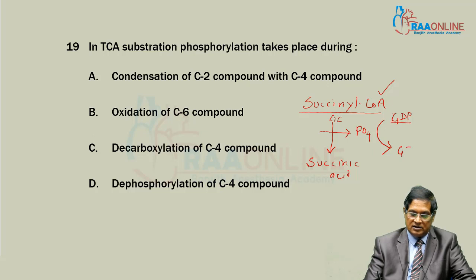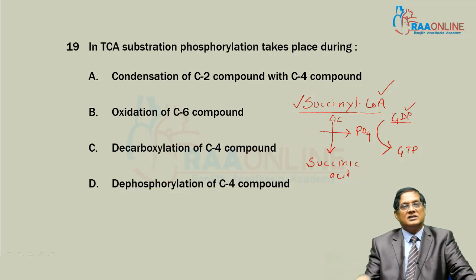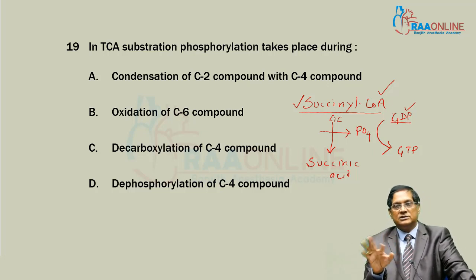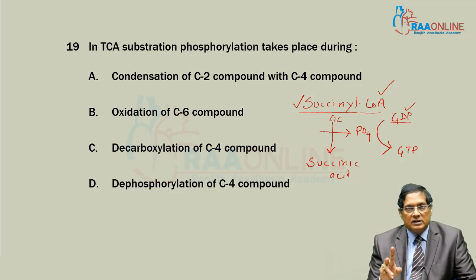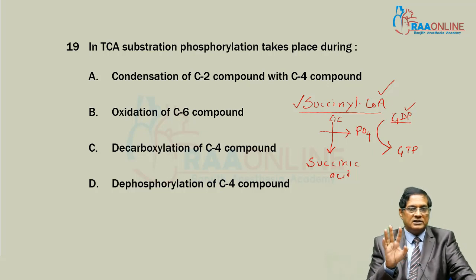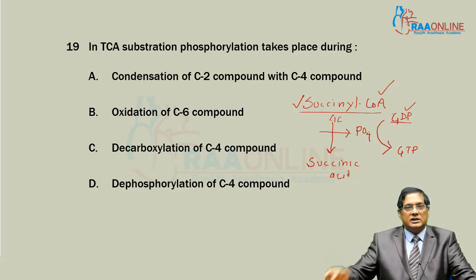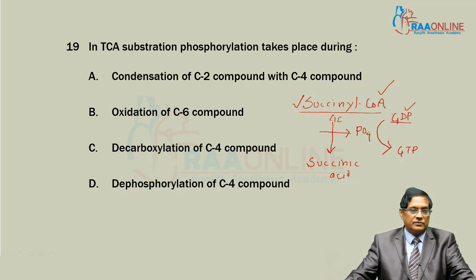That is transfer of phosphate group at substrate level. This substrate releases phosphate and the substrate of this reaction receives phosphate. So there is a transfer of phosphate group at substrate level. Hence it is called substrate phosphorylation. That's what is known as substrate phosphorylation.